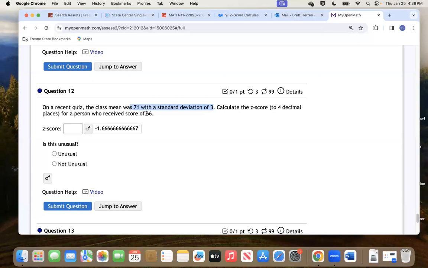Okay, so what? Well, this person got a 66. So they're more than one standard deviation below the middle. In other words, if you got a 71, one standard amount below that, subtract 3, that'd be 68. Subtract 3 again, that would be 65. They got just a little bit better than that. So they're almost 2 standard jumps below the middle. In other words, 71's the middle. If you go down by 3 twice, you'll be down to 65. That's basically where they are, almost 2 below, not quite.